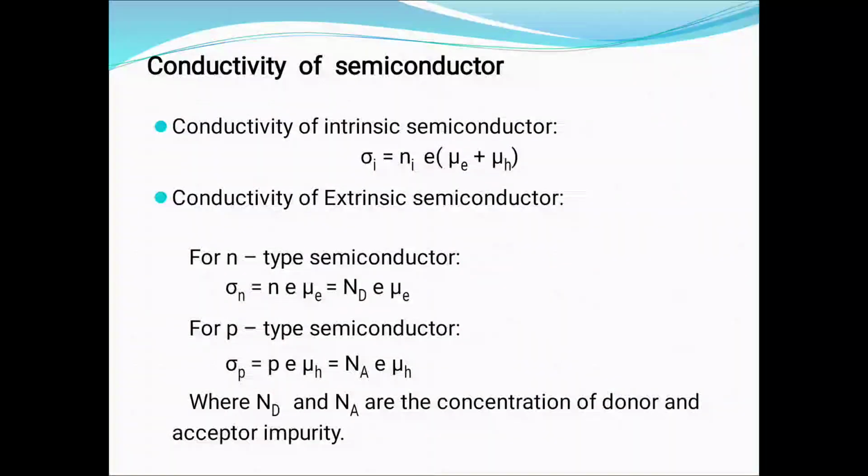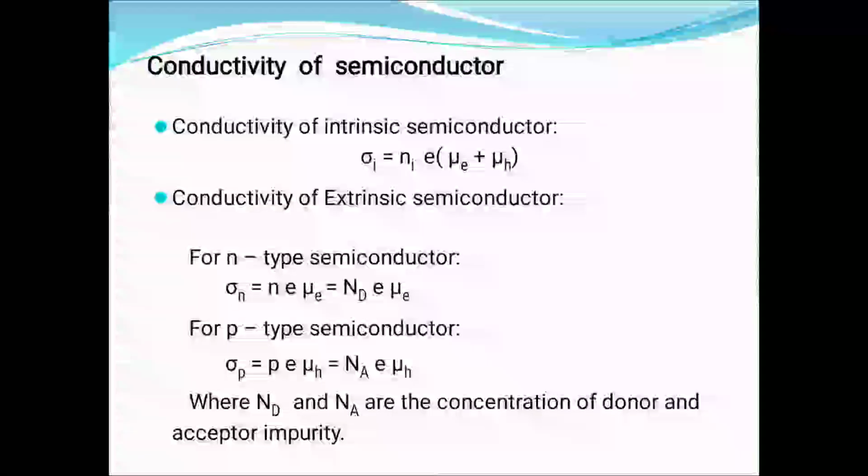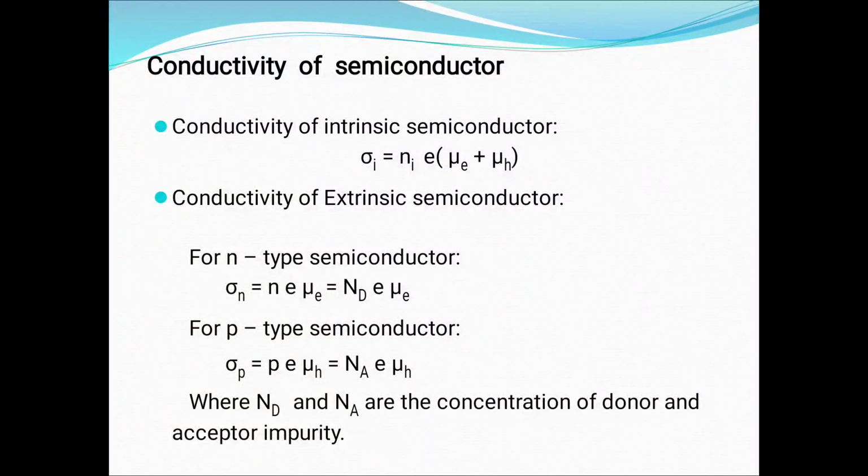Conductivity of semiconductor. Conductivity of intrinsic semiconductor, sigma i, is equal to n i e into mu_e plus mu_h. Conductivity of extrinsic semiconductors: for N-type semiconductors, sigma n is equal to n e mu_e, which is equal to Nd e mu_e. For P-type, sigma p is equal to p e mu_h, which is equal to Na e mu_h, where Nd and Na are the concentrations of the donor and acceptor impurities.